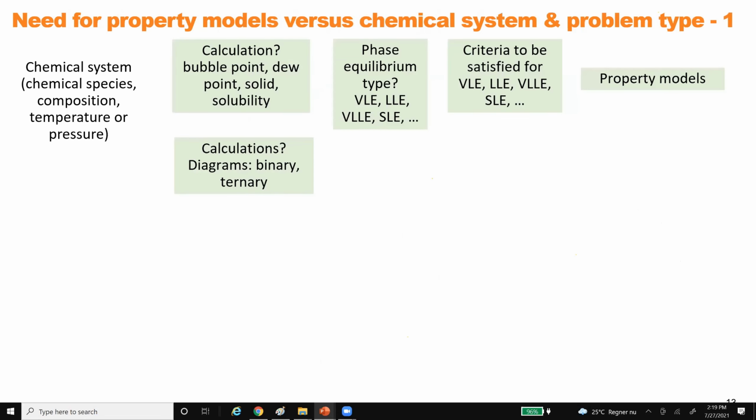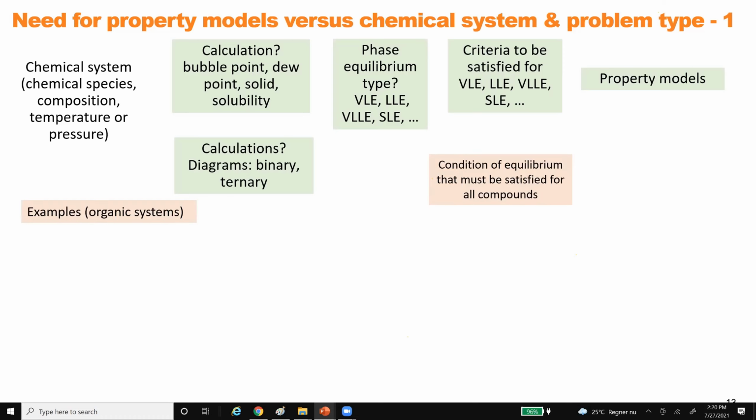So now let's give some examples. I have 4 slides on this for 4 different types of examples. What I will show is the chemical system with the given information, which phase calculations to do, what type of phase equilibrium is involved, what type of conditions need to be satisfied, and what type of property models to use. So first will be examples with organic systems, and we will show the condition for equilibrium. I'm not going to derive those conditions, but I think you know them very well, and I will point out how they can be obtained.